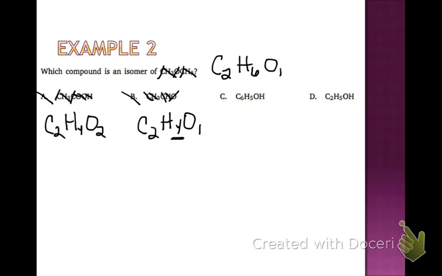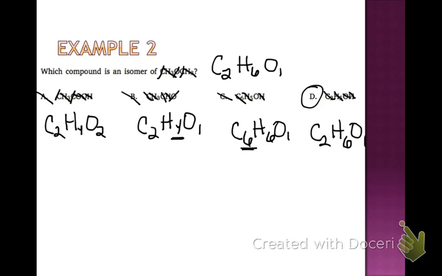Let's take a look at C. So automatically off the bat, you should kind of see that C has 6 carbons, so that shouldn't be our answer. But we'll go ahead and just count up the rest of them. So there's 5 hydrogens here, plus 1 more will give us 6 hydrogens and 1 oxygen. So C can't be it because there's too many carbons. Then we'll take a look at D. There's 2 carbons, there's 5 hydrogens there, plus 1 more, which gives us 6, and 1 oxygen. So D should be our answer.